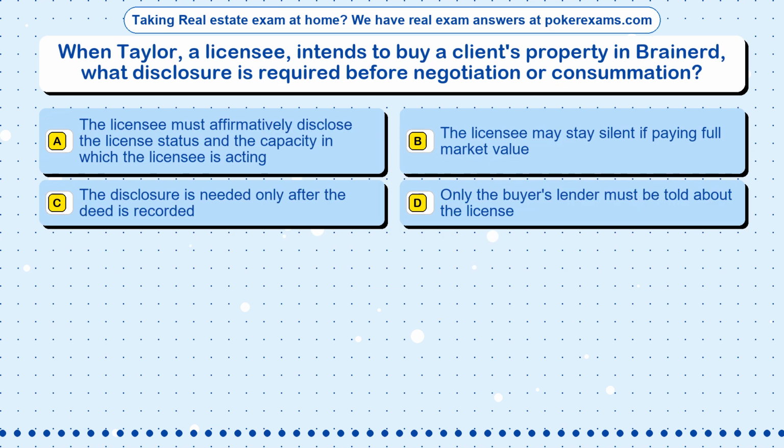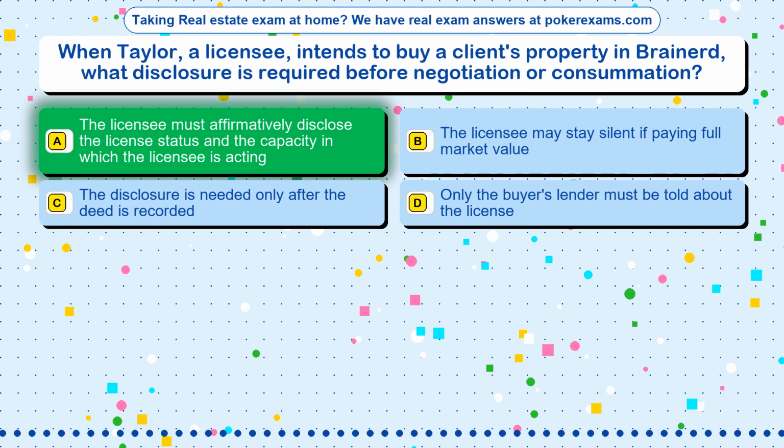Question 57. When Taylor, a licensee, intends to buy a client's property in Brainerd, what disclosure is required before negotiation or consummation? Option A. The licensee must affirmatively disclose the license status and the capacity in which the licensee is acting. Option B. The licensee may stay silent if paying full market value. Option C. The disclosure is needed only after the deed is recorded. Option D. Only the buyer's lender must be told about the license.